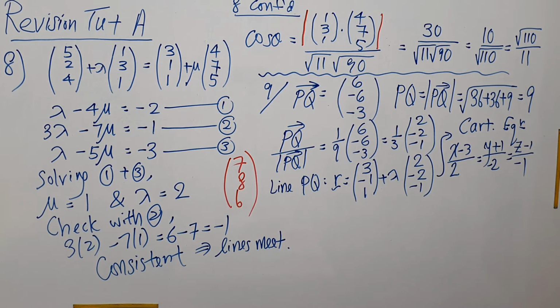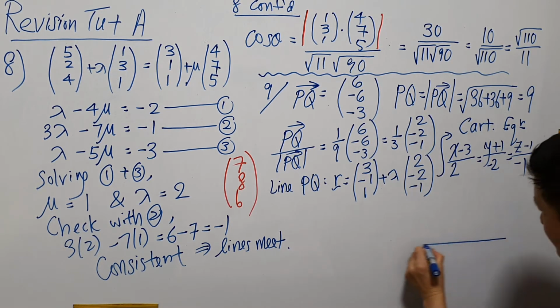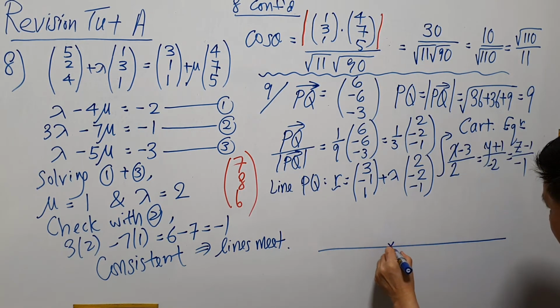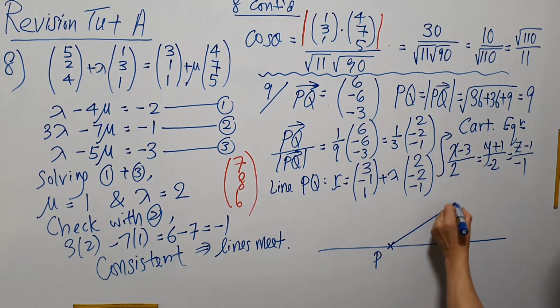And then the next part: the line which passes through point P has this equation. So now is another part of it. The diagram for this part is like that. This is the line. It passes through P, and then Q looks like this, and then this line has this equation.